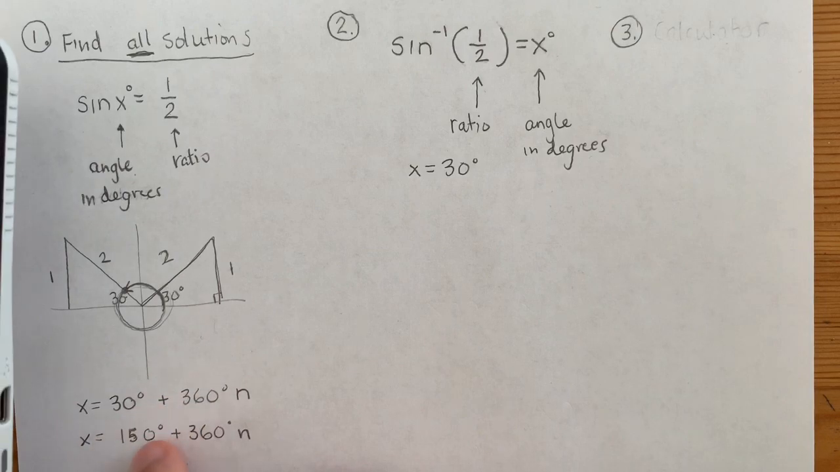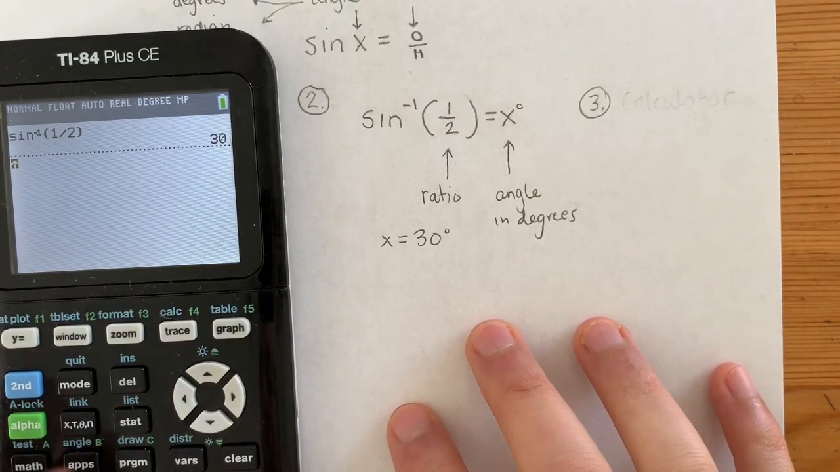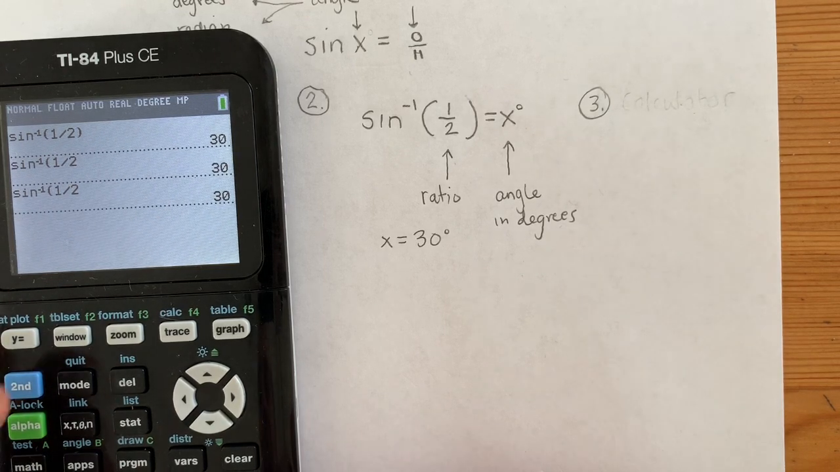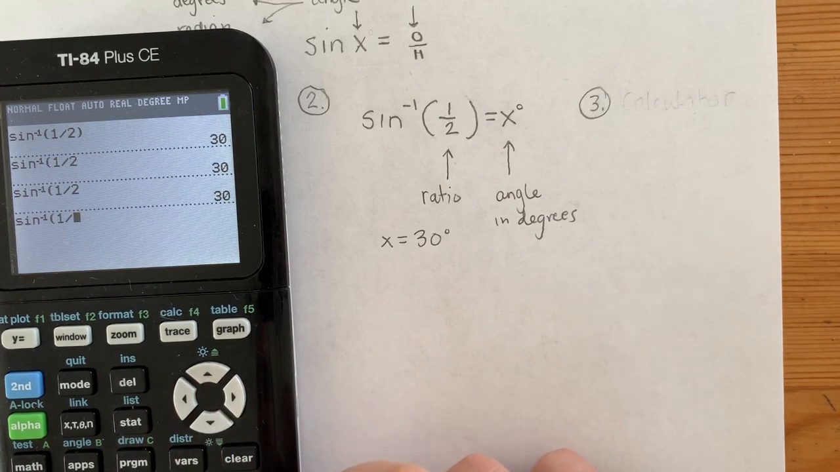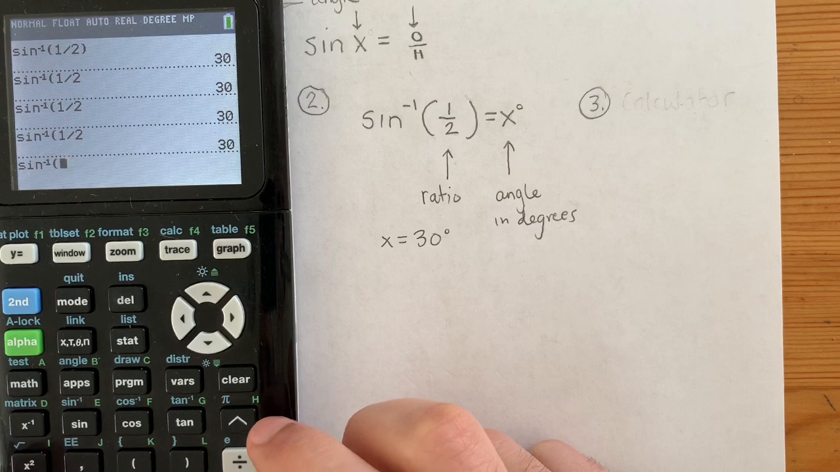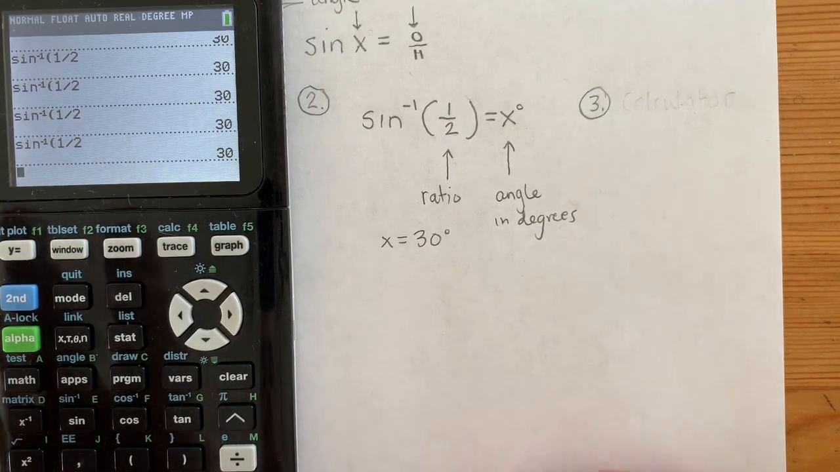Instead, back here I saw two different answers. So I'm going to type it in again to get the second answer. Wait a minute, it's still 30. Let me try it again. What the heck? Dang it! What's happening?